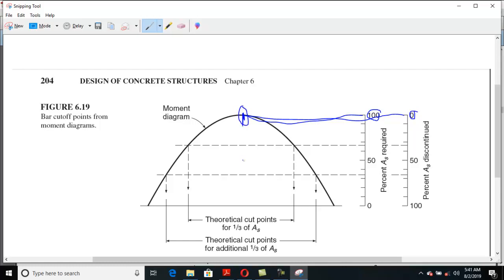Once you move along the length of the beam, your moment gets reduced. So if I assume that this is my point, where the moment gets reduced to 50%, the moment gets reduced to 50%.